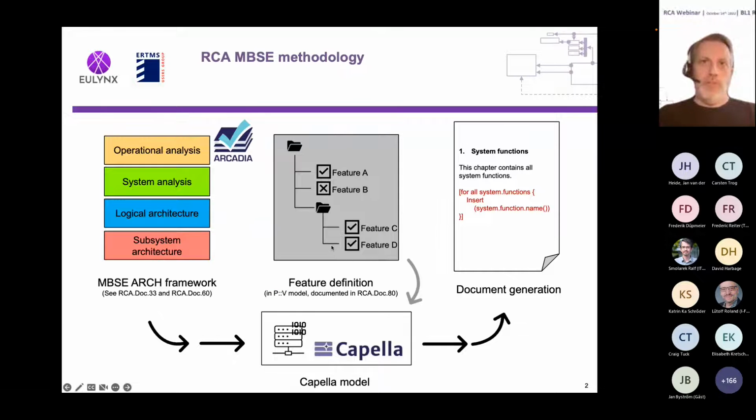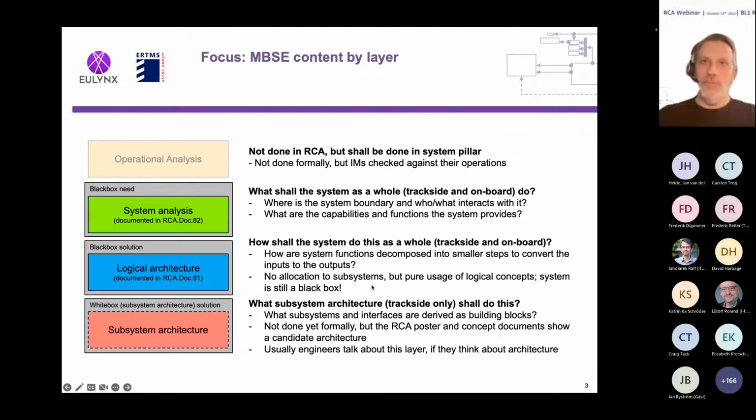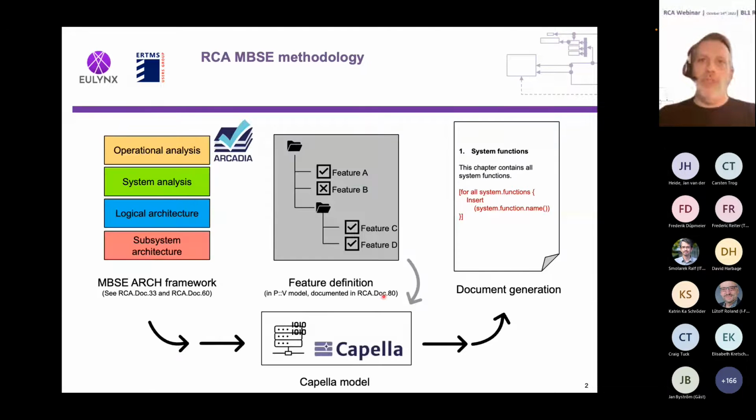This is also important because, as I said at the beginning, the deliverable for the RCA baseline 1 does not contain everything in the model. So the model only captures a subset. And this subset is also defined by these features and subsequently put into document 80, where you can see which features are in the baseline 1 and which features are not yet in the baseline 1, which have to be then developed, for example, in the system pillar.